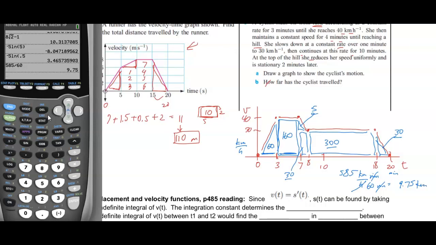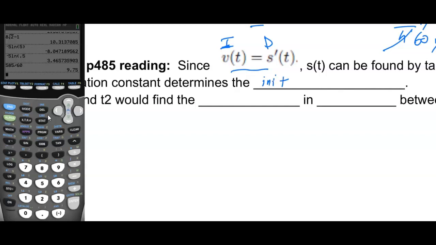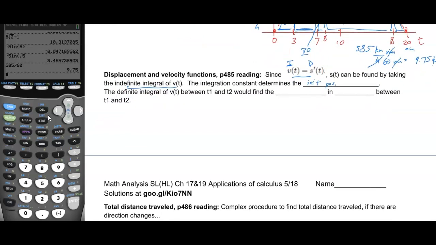Okay? All right. Displacement and velocity functions. Since the velocity is equal to the displacement's derivative, s of t can be found by the reverse process of taking the indefinite integral of v of t. Okay, so the integration constant determines the initial position. Now, the integration constant isn't necessarily the initial position. Sometimes it is the initial position, but the integration constant does determine the initial position.